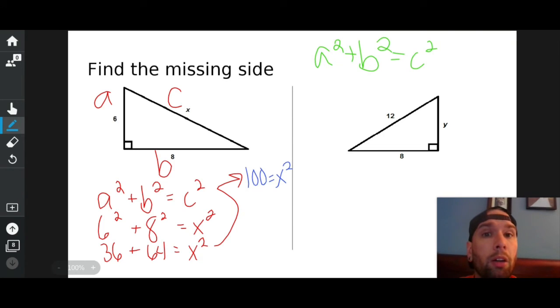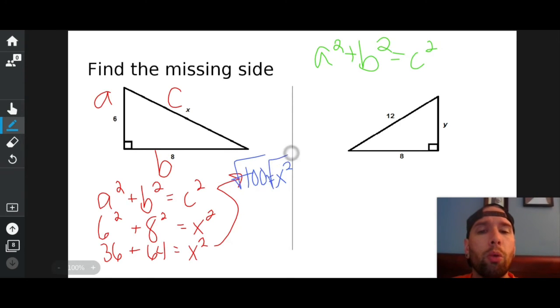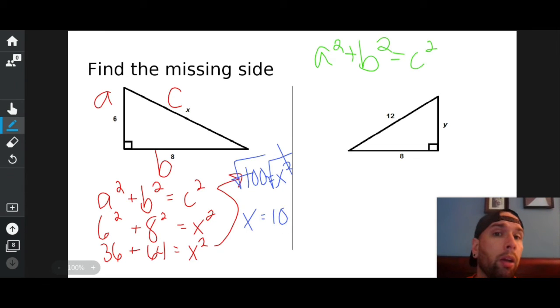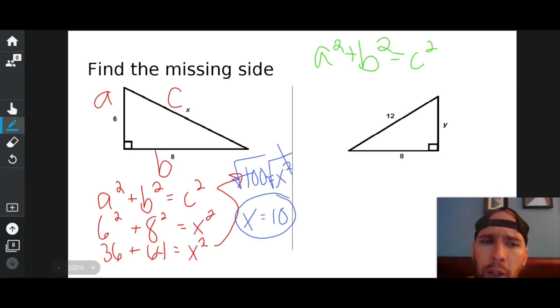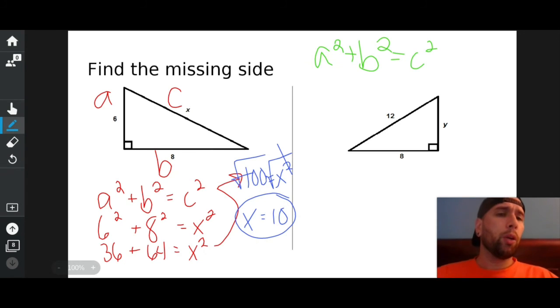Is X all by itself? No. What's in the way? Squared. How do I get rid of squared? Square root it. X equals 10. What's my unit? I don't have one, so I'm going to leave it blank. You could say units, but since I don't have feet or inches or whatever, I don't have to do it.